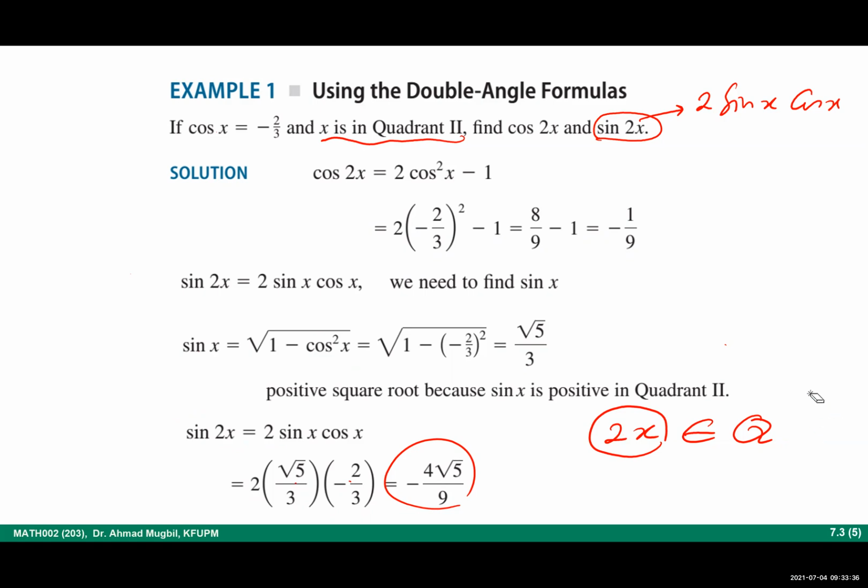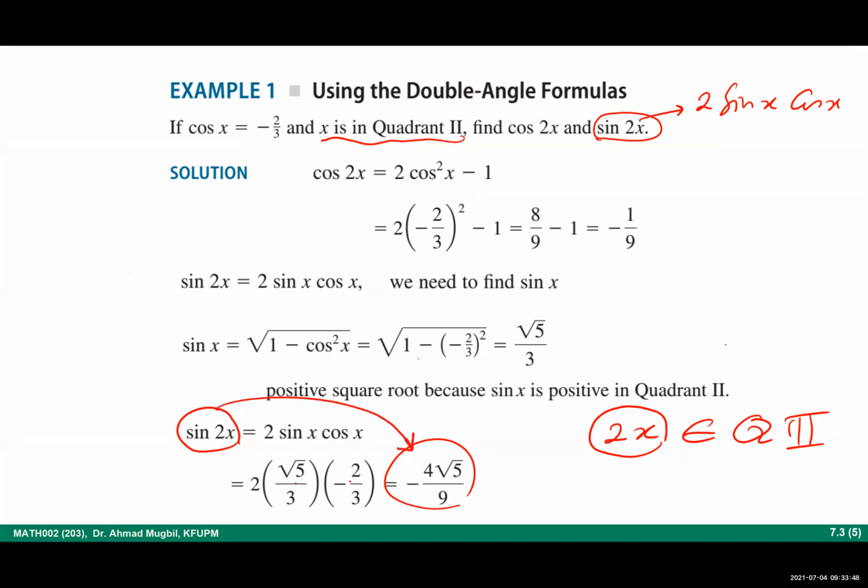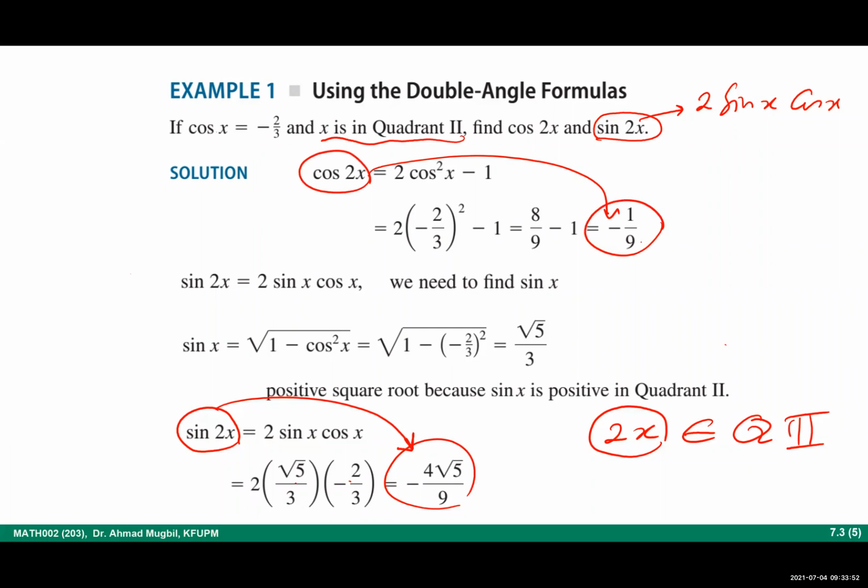Why? Because the sine is negative, opposite over the hypotenuse, and the opposite is negative. The sign of this angle's sine is what? Negative. And cosine? Also negative. It is in the third.